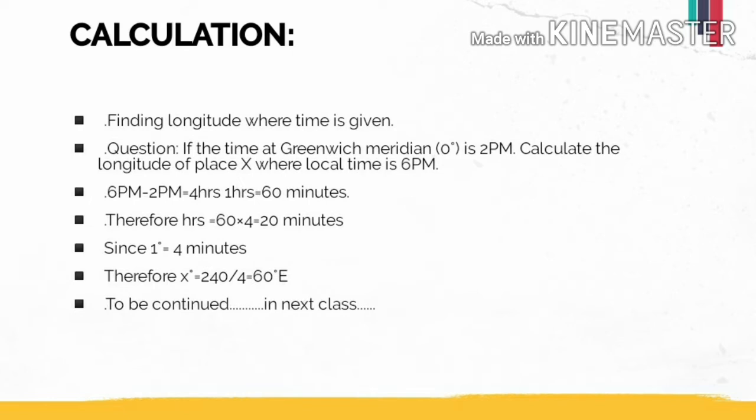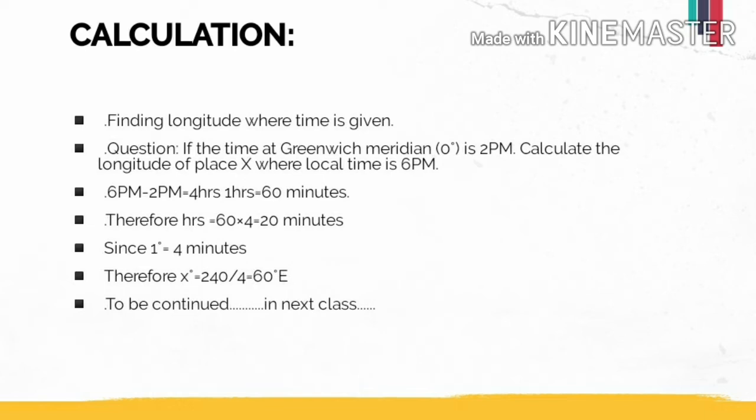Now we will start with the smaller islands, but before we start with the time calculation, we need to keep certain things in mind. Number one, as we go towards the east, we need to add, and towards the west, we need to subtract. Second one is 1 degree equals 4 minutes. These are things we have to keep in mind while doing the calculation, which is basically a calculation for finding the longitude of a certain place where the time is given.